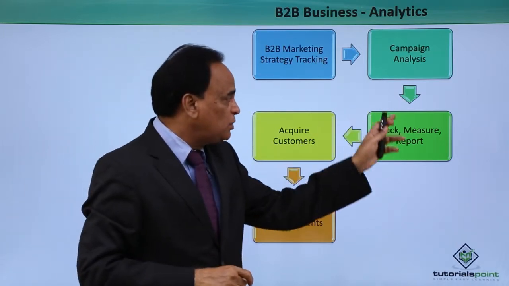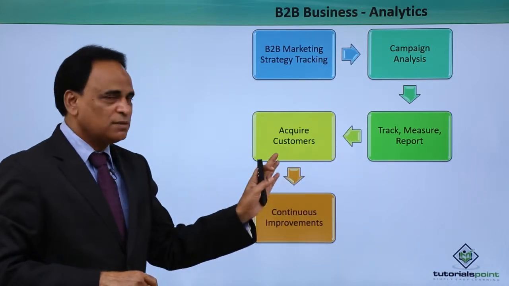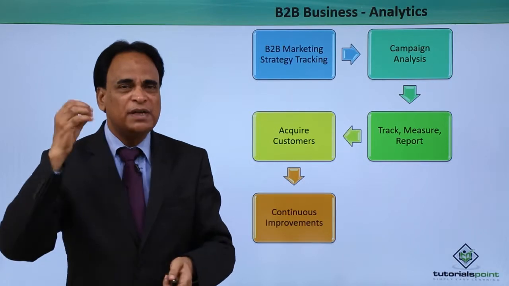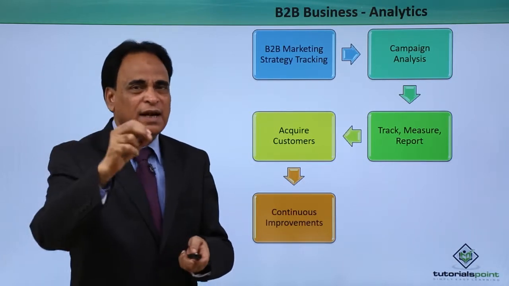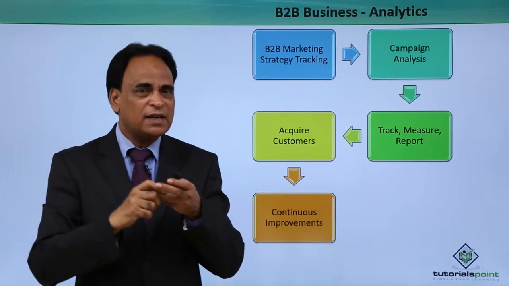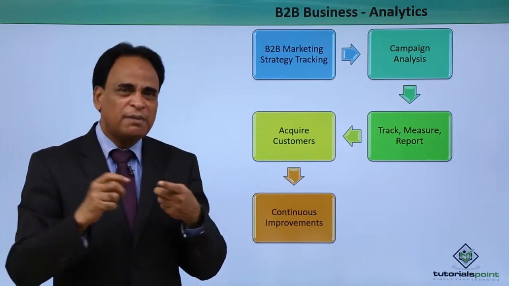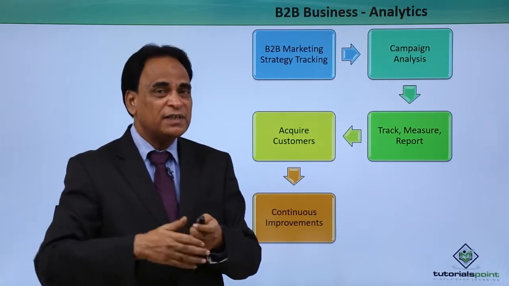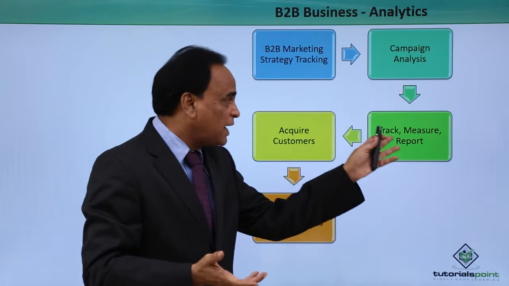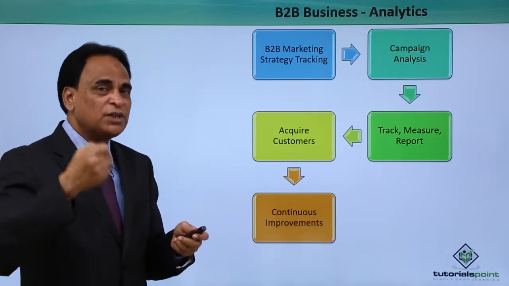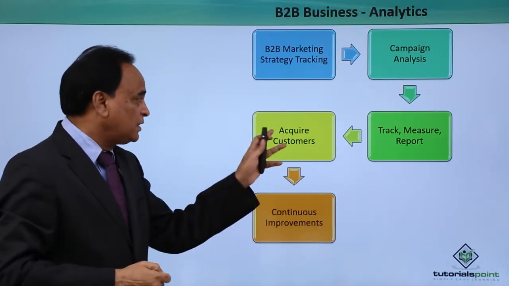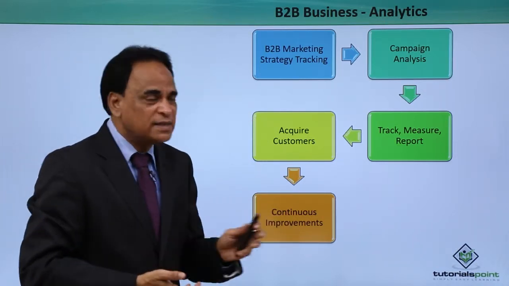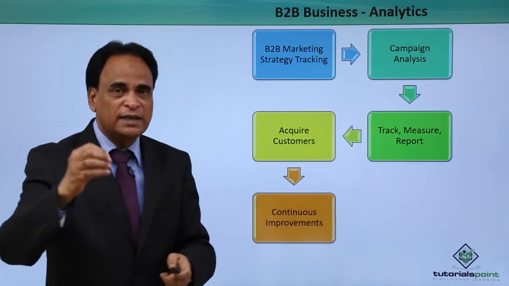Acquiring customers: when you do this track, measure and report, you acquire customers. When you have an effective, robust analytical campaign in place, you will be in a much better position to analyze the kind of traffic that is coming to your website, where they are coming from, who they are, how much time is being spent on the website or on the landing pages, whether any leads are being generated, and whether conversions are happening or not. When you analyze this, you will be in a much better position to actually improve your campaign. This results in acquiring customers and goes on for continuous improvement.